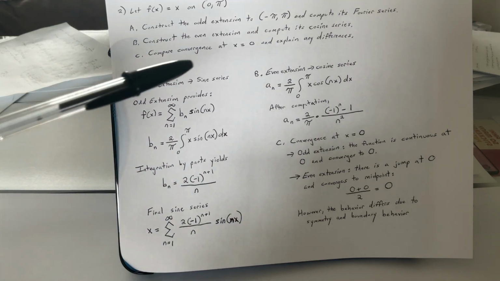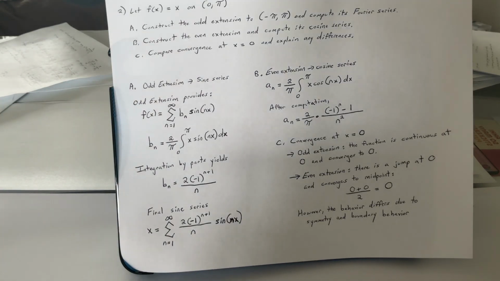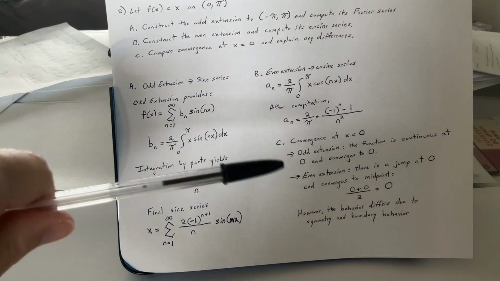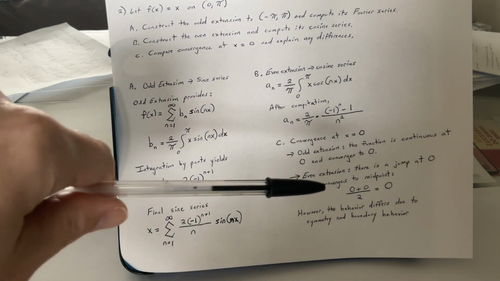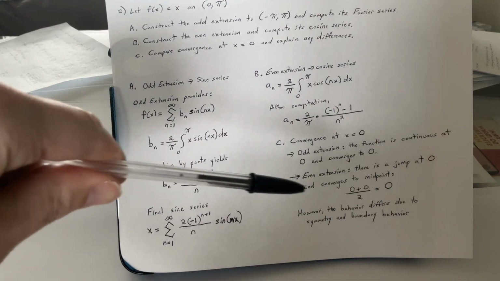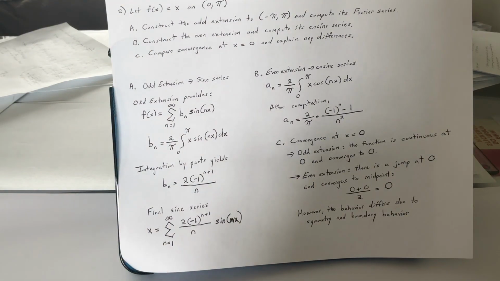And now moving forward, compare the convergence at x equals 0 and explain any differences for letter C. The convergence at x equals 0, odd extension, function is continuous at 0 and converges to 0. Even extension, what we do here, there's a jump at 0 and converges to the midpoint. So 0 plus 0, take the average, over 2 equals 0. However, we could say the behavior differs due to symmetry and the boundary behavior.